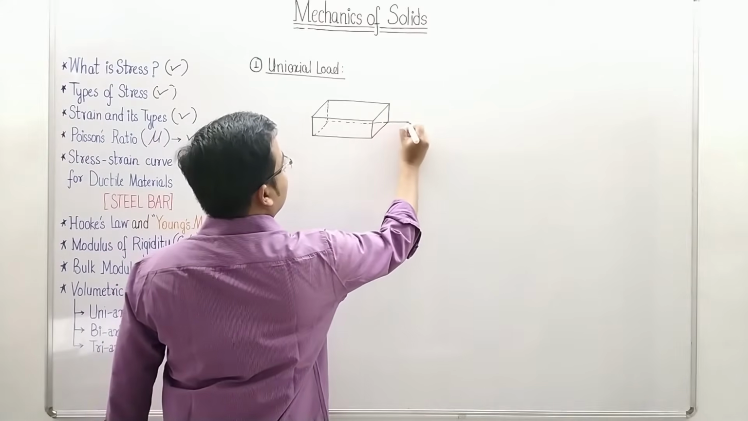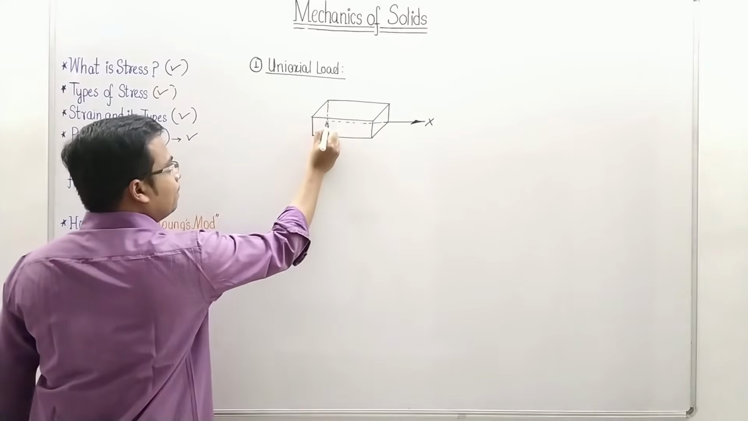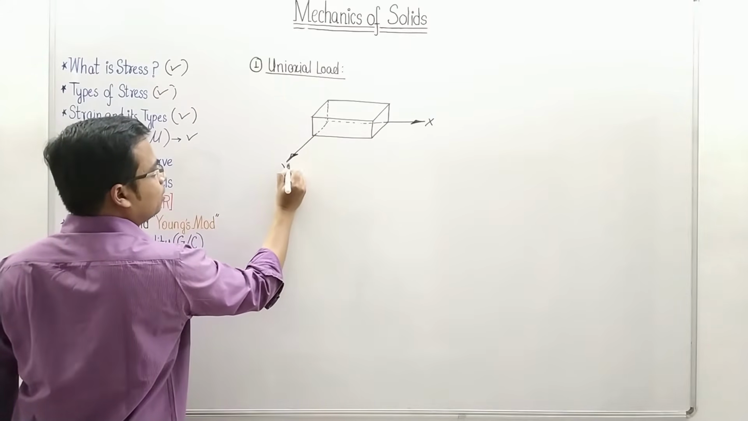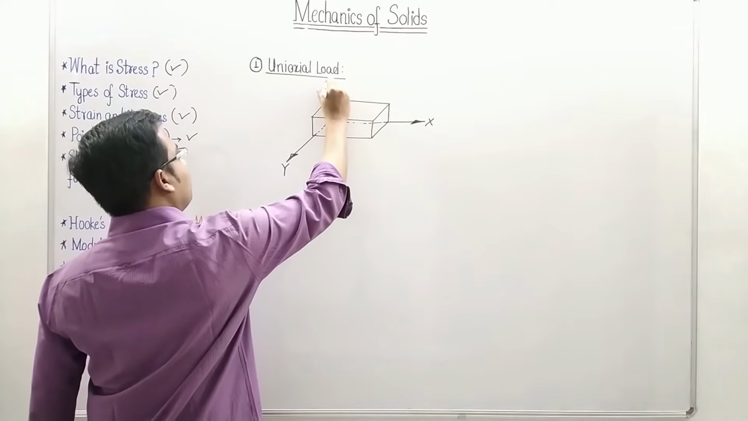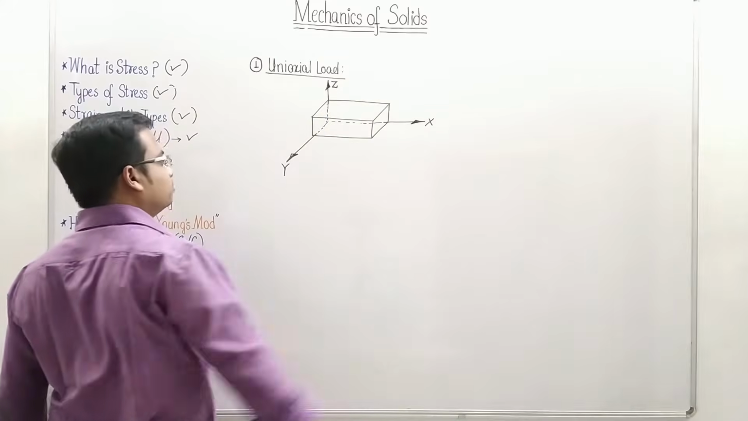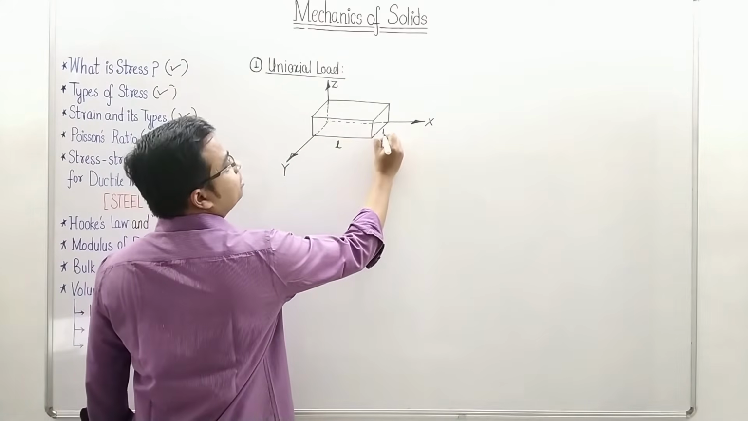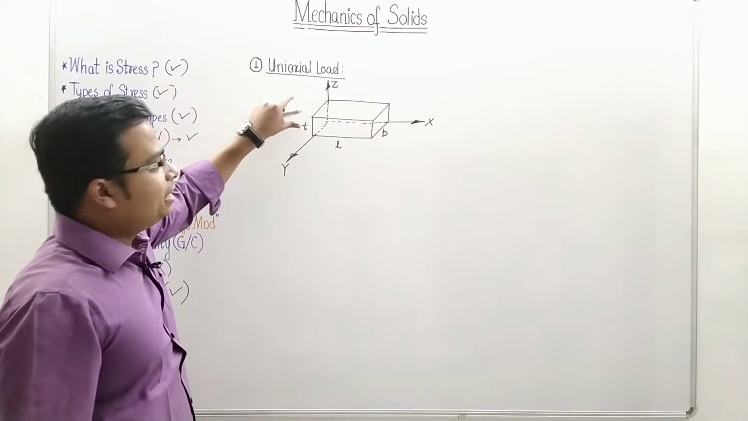Let's say this is the X direction. This over here represents the Y direction, and this right here represents the Z direction or Z axis. Let's call this L, this B, and this thickness T. You can write it as height H also.